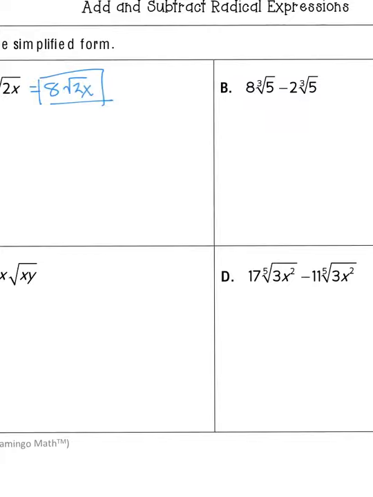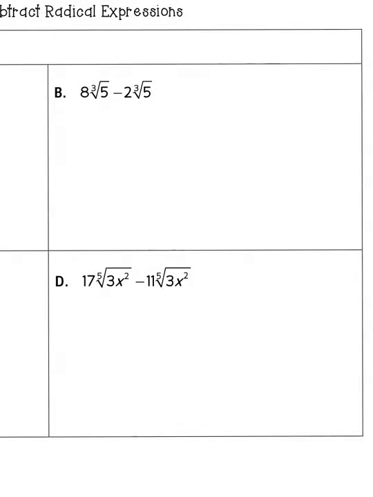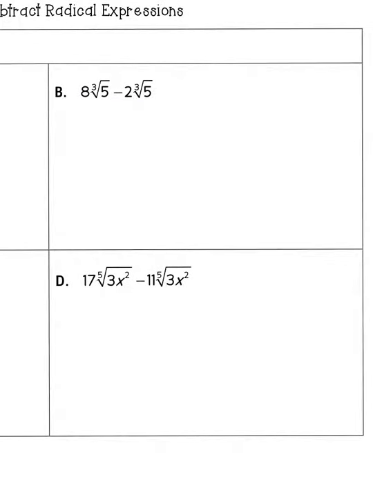All right, look at B. With subtraction, the same thing. I've got the same index and the same radicand, so I just have to subtract the numbers in front. So 8 of these minus 2 of these is going to give me 6 cube roots of 5. And so that's your answer.